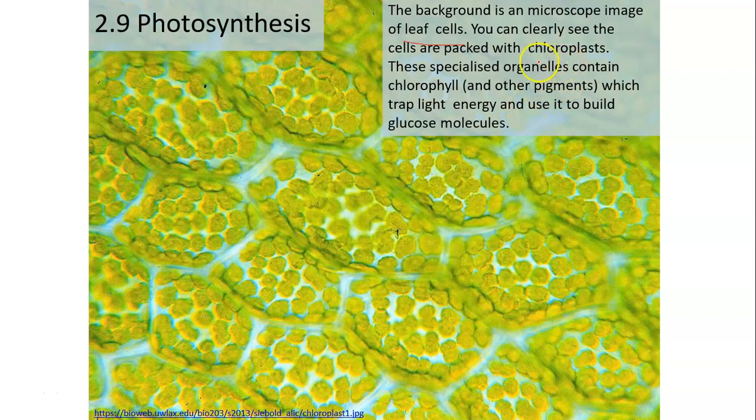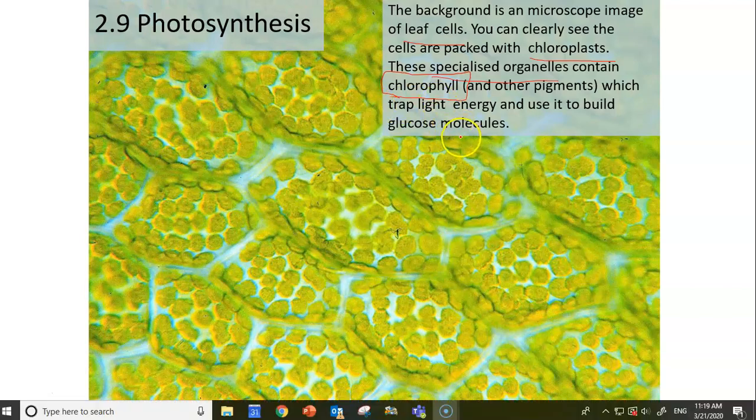So the green color is because of the presence of some organelles called chloroplasts. And these organelles are specialized and they have chlorophyll. And chlorophyll is the reason for being green, because chlorophyll is a pigment and the color is green, so that's why you can see a green color.